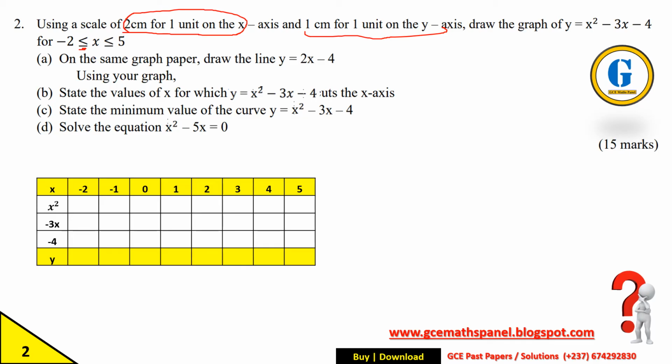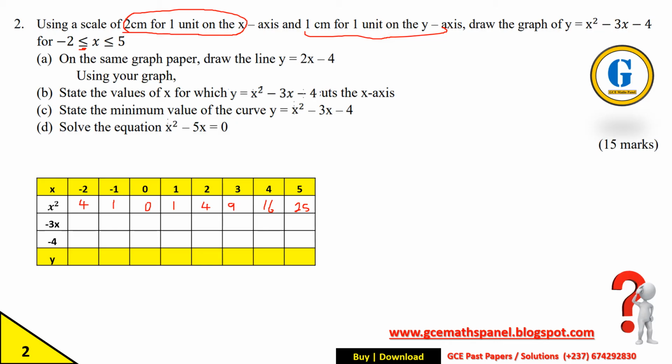For each of these x values, you square them. So negative 2 squared, that is 4. Negative 1 squared is 1. 0 squared is 0. 1 squared is 1. 2 squared is 4. 3 squared is 9. 4 squared is 16. 5 squared is 25.